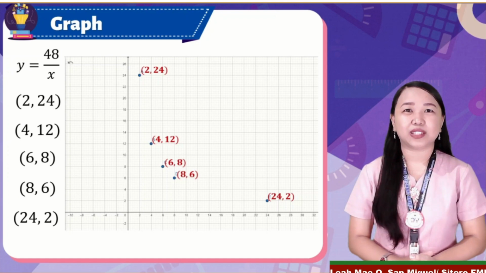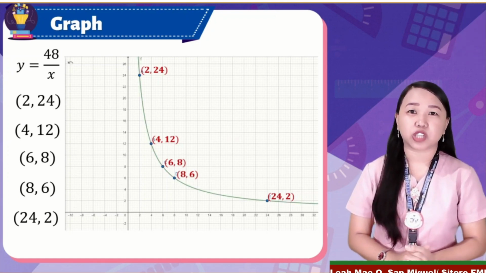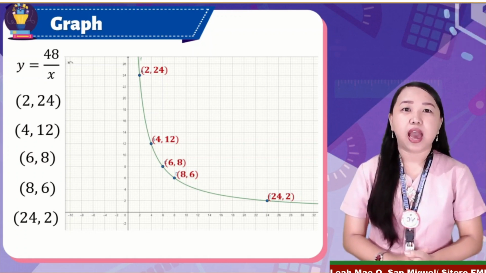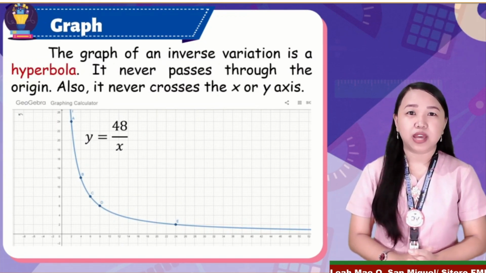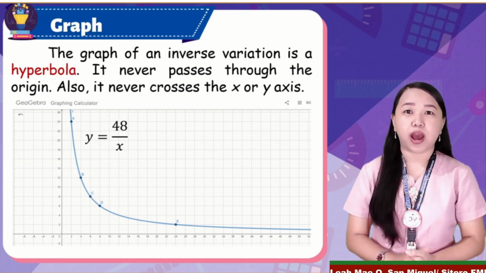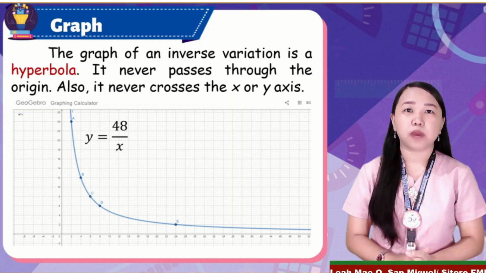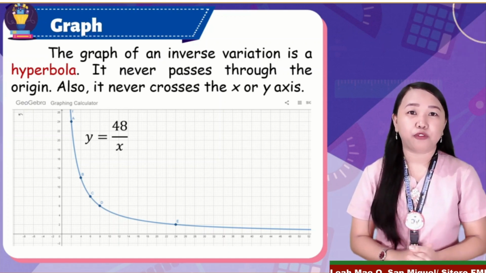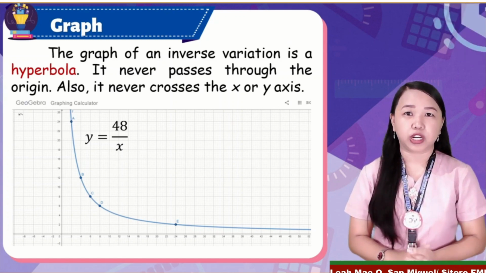Then, connect the points. This is now the kind of graph that an inverse variation has. Remember, the graph of an inverse variation is a hyperbola. It never passes through the origin. Also, it never crosses the x or y axis. The x and y axes are called the asymptotes of the hyperbola. In the given graph, it is just half of the hyperbola because the values of x and y can't be negative based on the presented problem earlier.